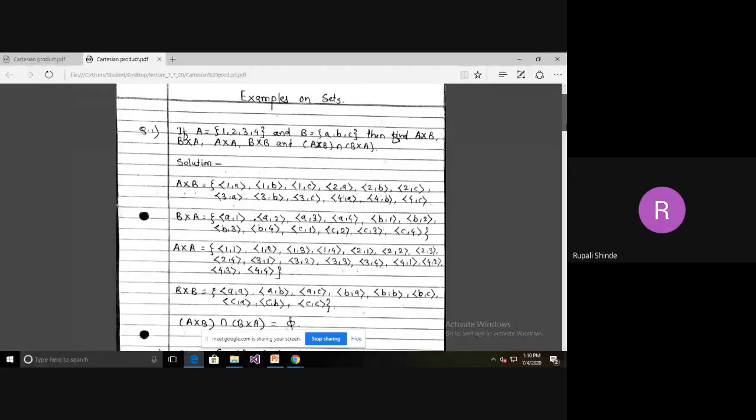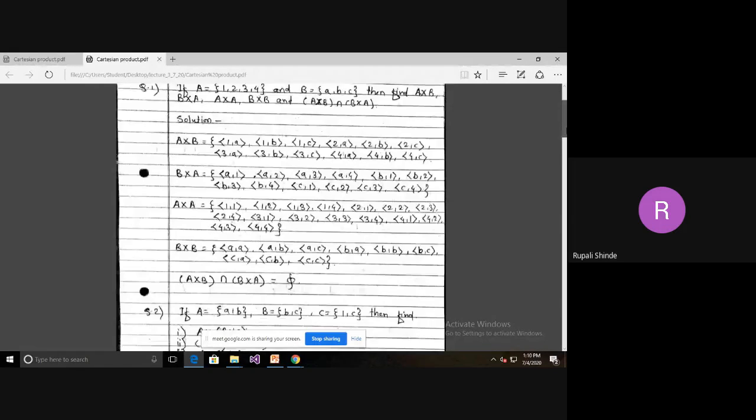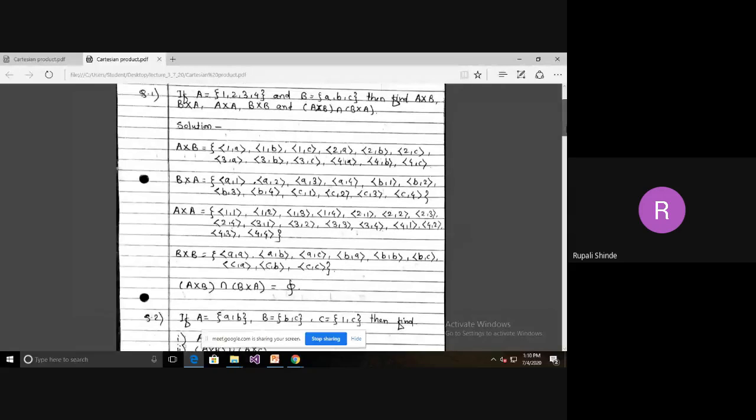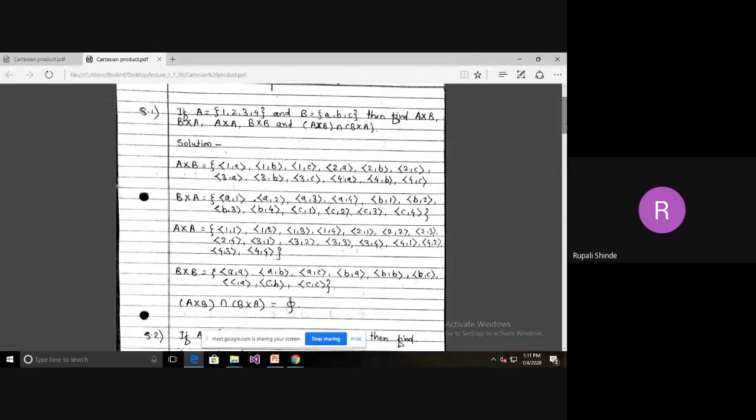So last time we have seen question number 1. Today we are going to see some more examples based on Cartesian product. Before that I want to revise what is the ordered pair and Cartesian product. So I want a reply from you. What is the ordered pair? What is the meaning of ordered pair?